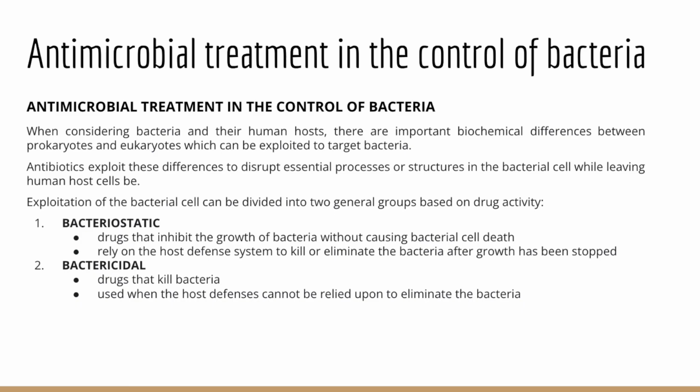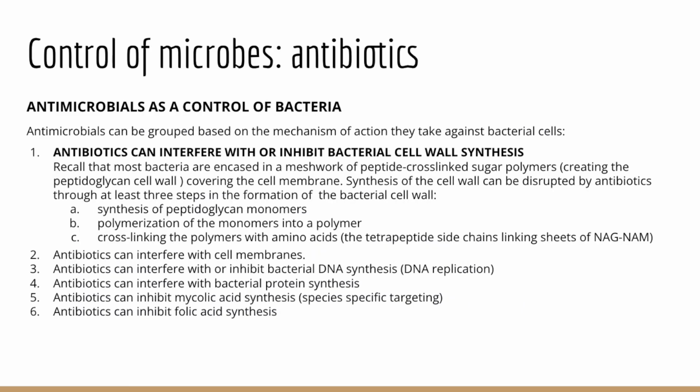So with that in mind, I want to move to the next slide where we can start talking about the various ways by which we can target a given antimicrobial to a particular process or a particular structure within a bacteria in order to be bactericidal or bacteriostatic. And the first one, antibiotics can interfere with or inhibit bacterial wall synthesis. We know that bacterial cell walls have peptidoglycan. So the major structural component of bacterial cell walls is peptidoglycan.